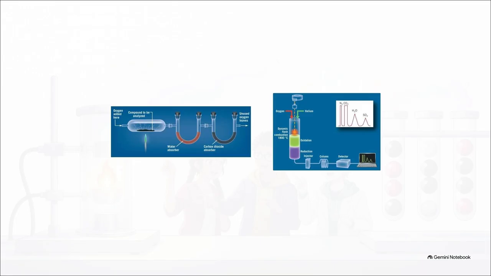If you look on the left here, you'll see the classic old-school method. The sample goes into a furnace, we burn it, and the escaping gases don't just vent out into the room. Instead, they are routed through some very specific chemical traps. The first one is a water absorber, and the second is a carbon dioxide absorber. Now on the right, you can see a modern dynamic flash combustion system. It does the exact same thing, but it flash burns the sample at an absolutely incredible 1800 degrees Celsius. It uses carrier gases like helium and computerized detectors to map the entire output in literally seconds.